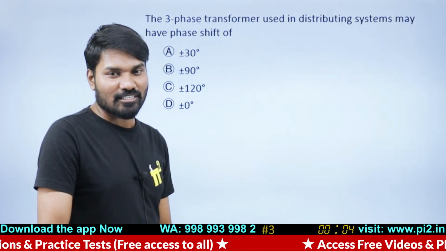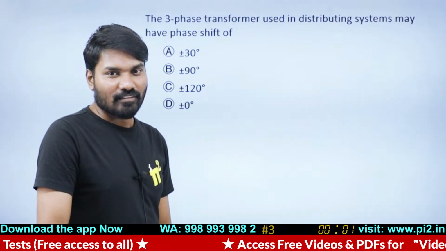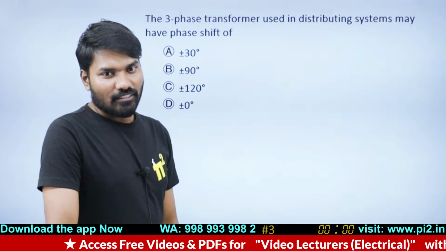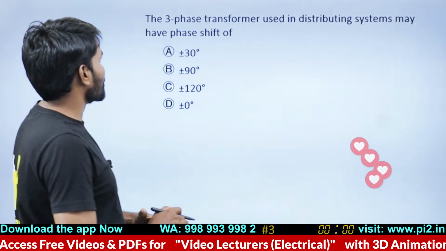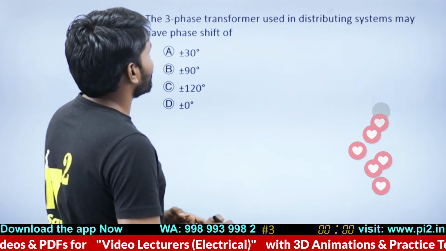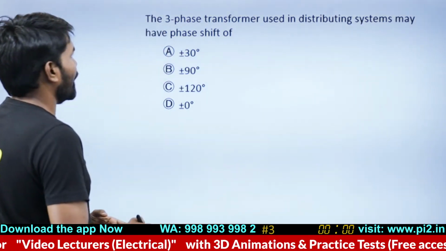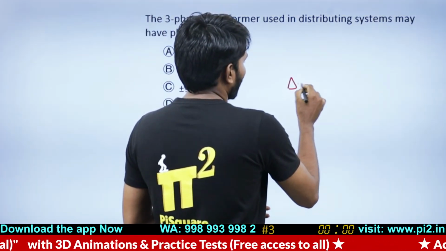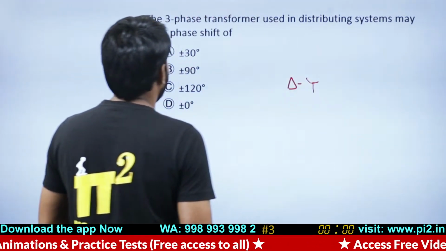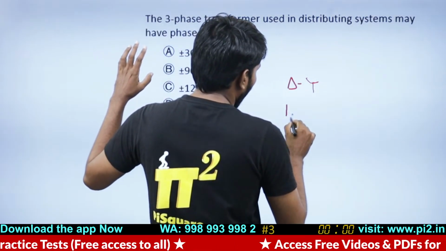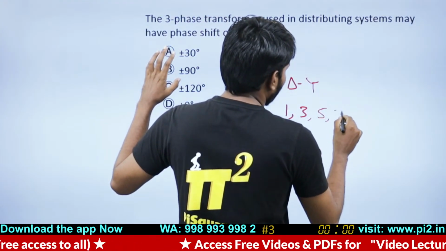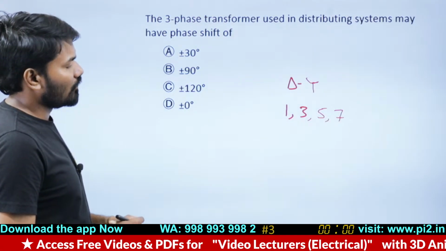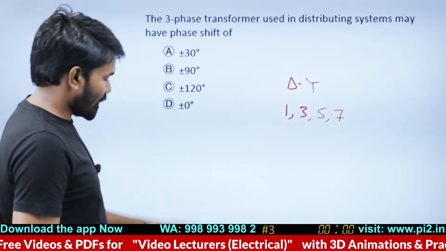5 seconds more. Time's up. Good, guys. We got some responses. The three-phase transformer used in the distribution system, we use delta star, as I just said. Delta star will have a phase shift. The vector grouping is 1, 3, 5, 7. Not 1, 3, 5, 7. 1, 5, 7, 11. Right.